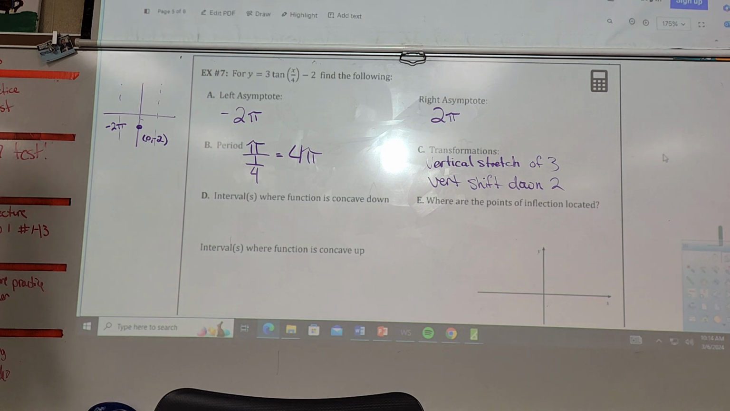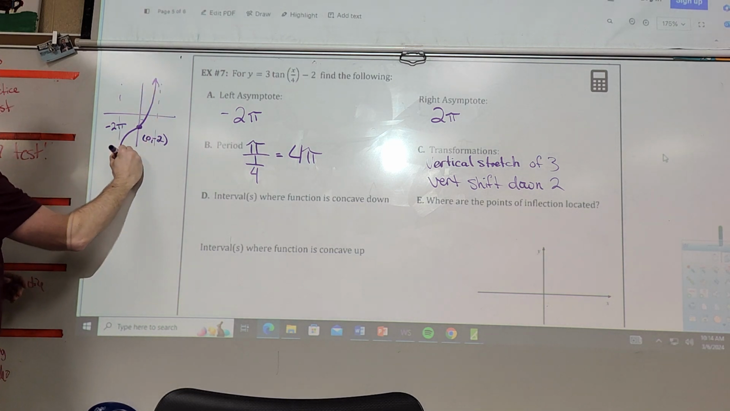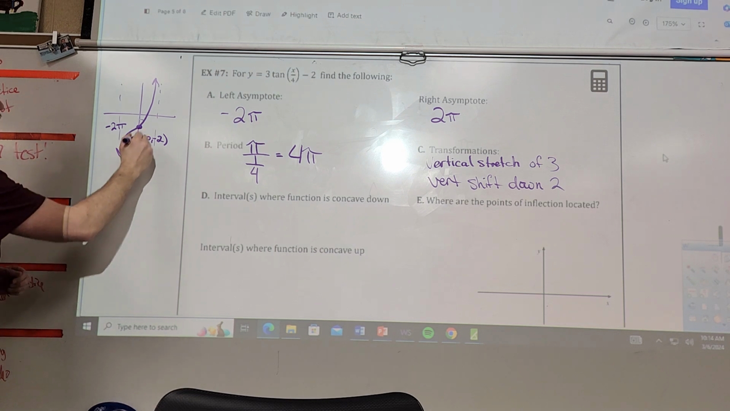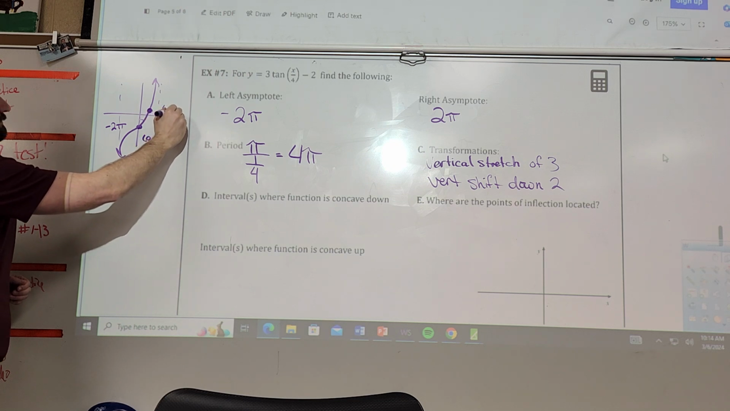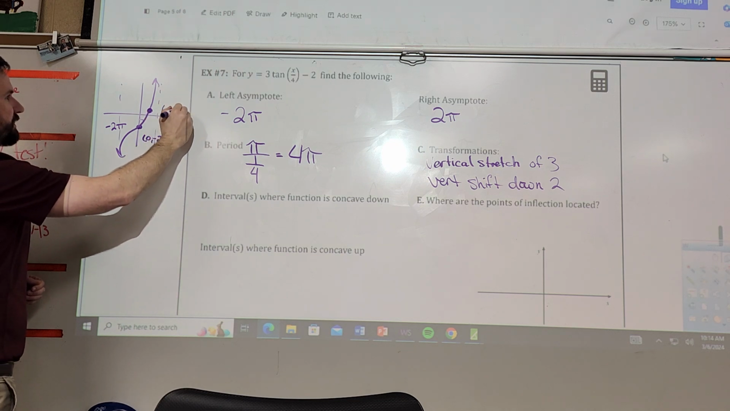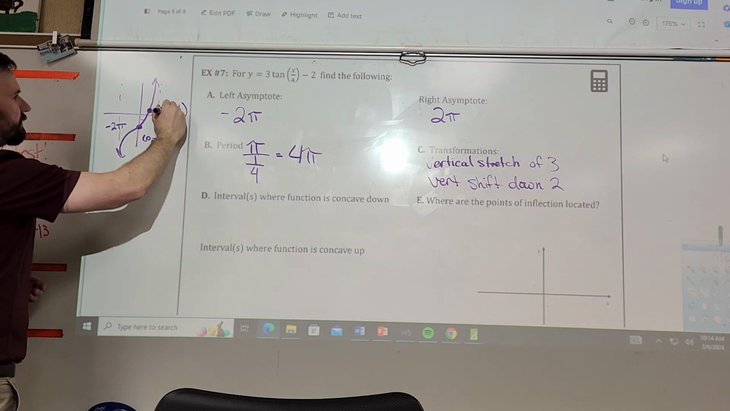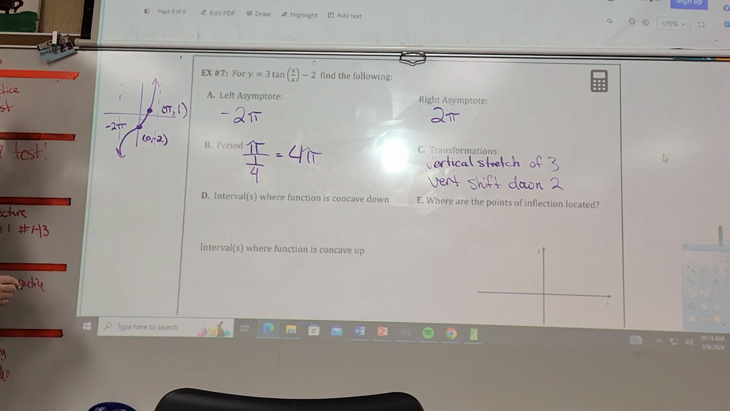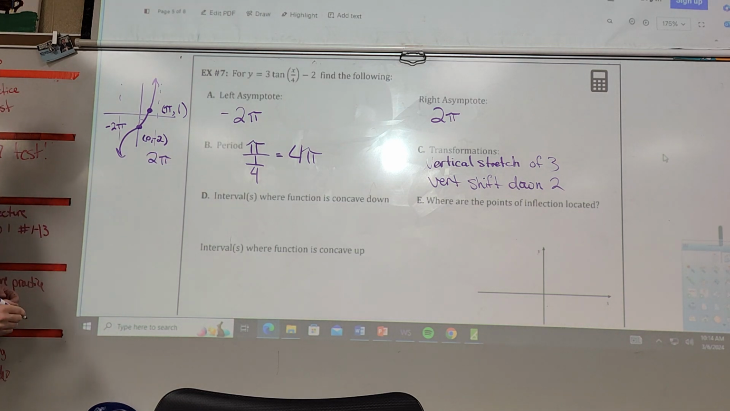Am I still going to open up and down? Or am I going to be increasing the whole way? Yeah, like that, because it's not negative. Now, what's this point going to be right here? It's going to be something, 1. What's half of 2 pi? Pi, 1, right? Because this was at 2 pi, negative 2 pi.